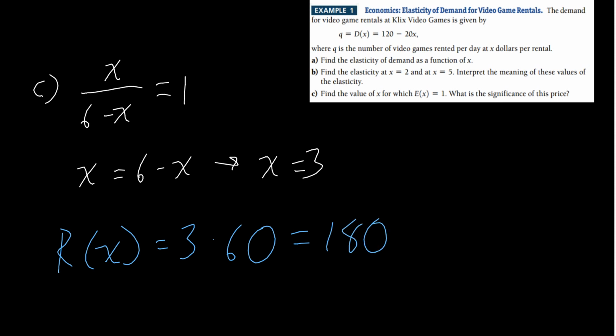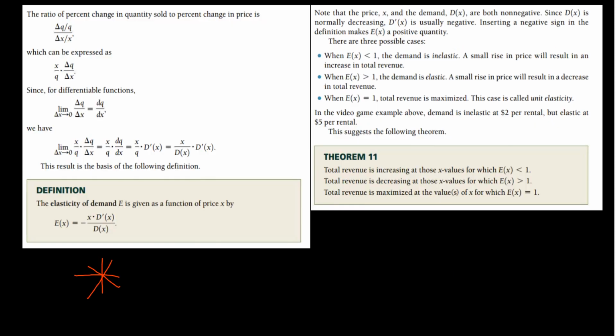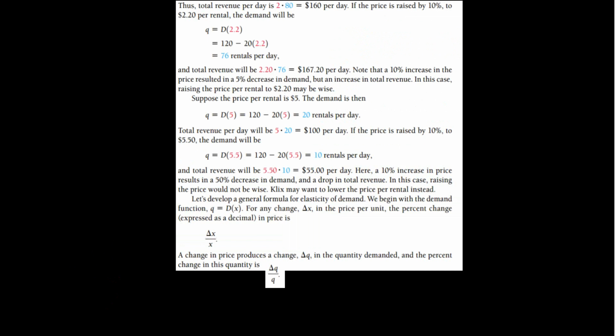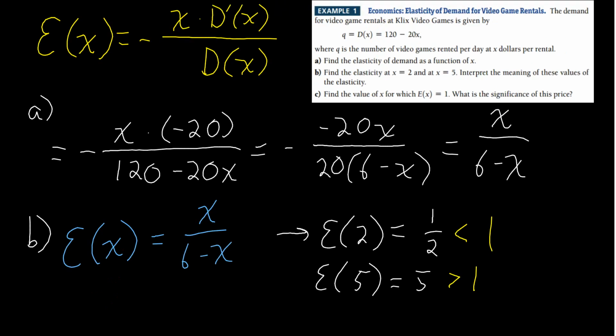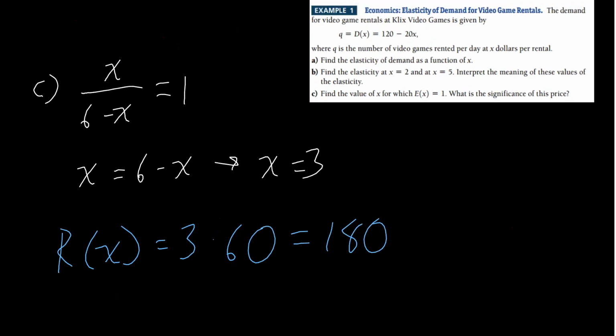If we go back and look at the text here, we saw that if we kept it at $2, we just made $160 per day. By going up just a tad, we go to $167 per day. If we jump to 5 and 5.5, our revenue starts going down. So somewhere between 2 and 5, we end up with our maximum revenue. And of course, our maximum revenue, as we saw in this example, occurs at x is equal to 3. And that's the elasticity of demand. Of course, we have a couple more examples.